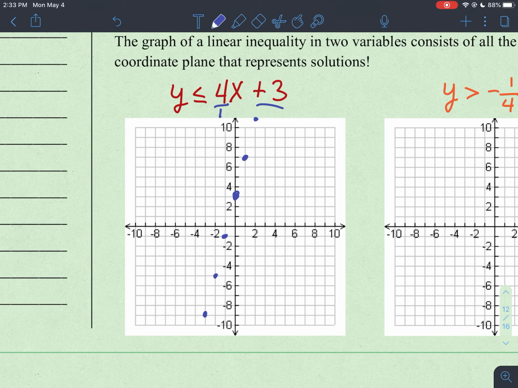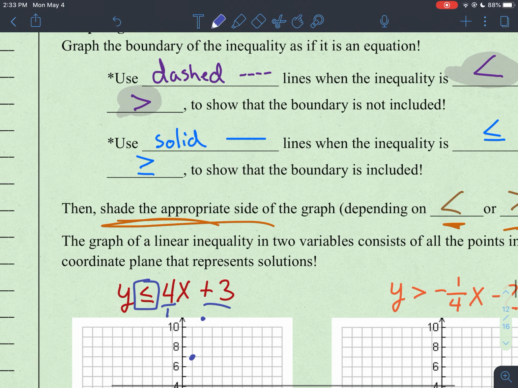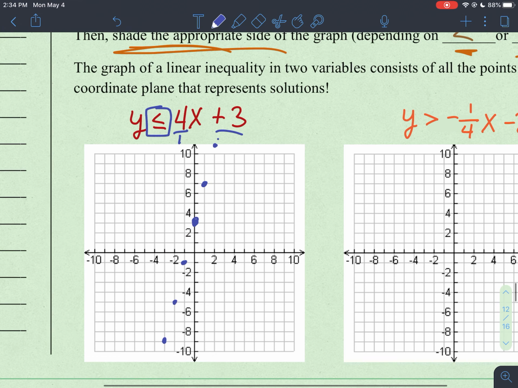Now, before I connect the dots here, I need to take into account what this is. And notice that this is less than or equal to. So if it is less than or equal to, I am going to use a solid line. So I'm going to connect these with a solid line. This is as it was before with the equations. So that's okay. So this is a solid line. Now, this is where you're going to have to think a little bit.